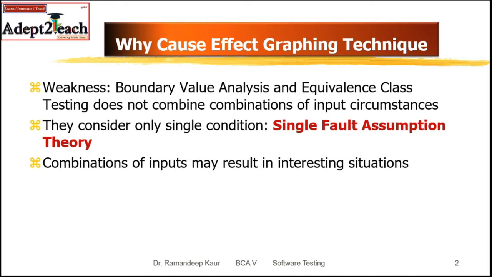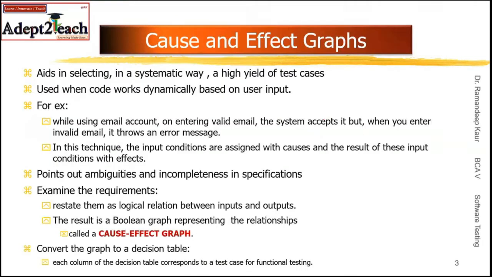But this is not the case in real life scenario. So you may have multiple conditions, may have multiple faults in multiple inputs at a time. So in order to study that, we are using cause effect graphing technique. So it says when we combine a number of inputs together, we get different patterns of outputs, different situations, which identify sometimes the lacunas in the software and sometimes the strength of the software.